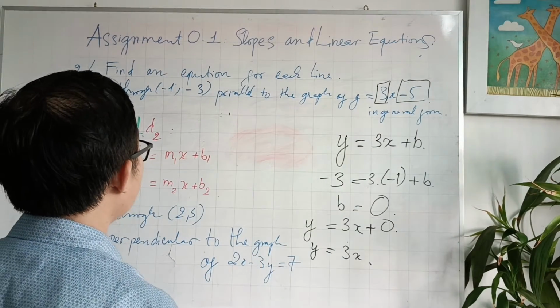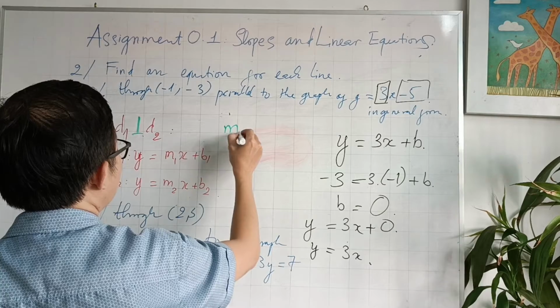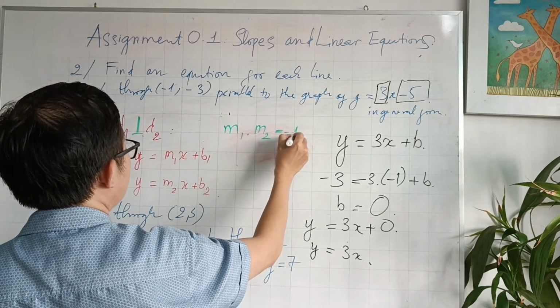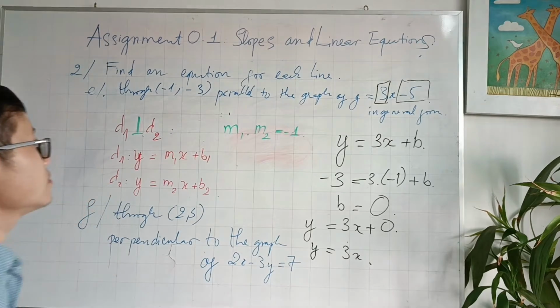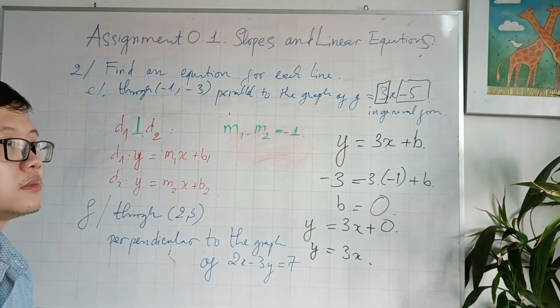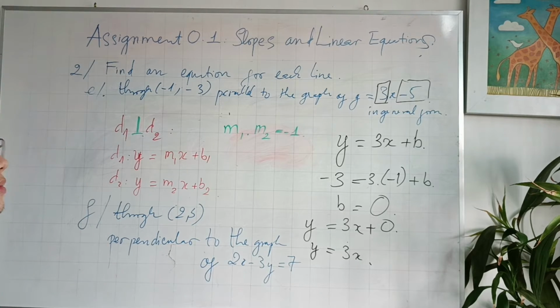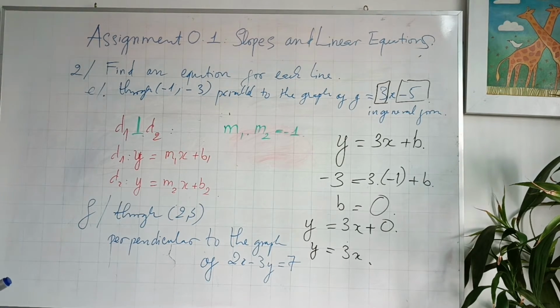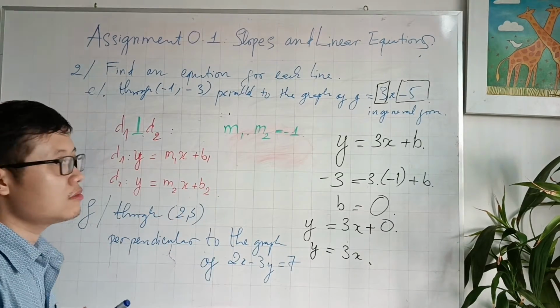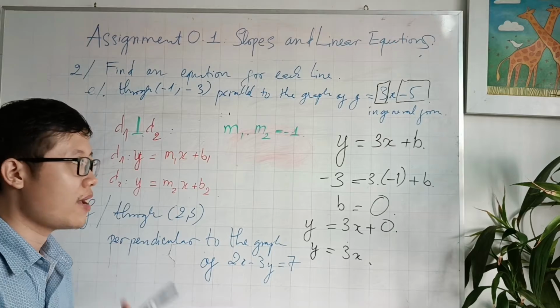It is m1 times m2 equals -1. I want to take some minutes to illustrate this formula by using the geometry.